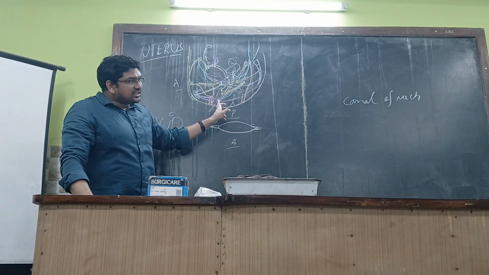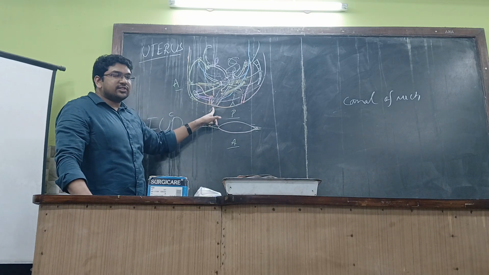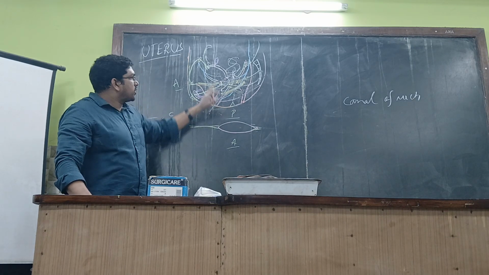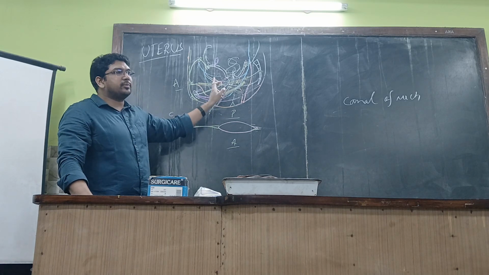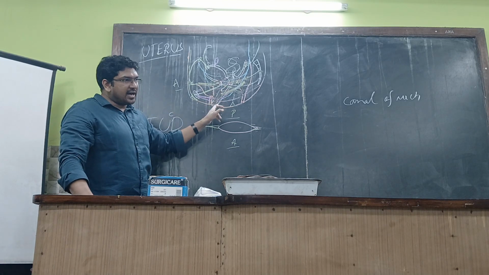L1, L2 and L3, but the parasympathetic will be arising from S2, S3 and S4 for both uterus and the vagina. Okay, that you are supposed to remember. The pain sensation will be carried by both sympathetic and parasympathetic nervous system.